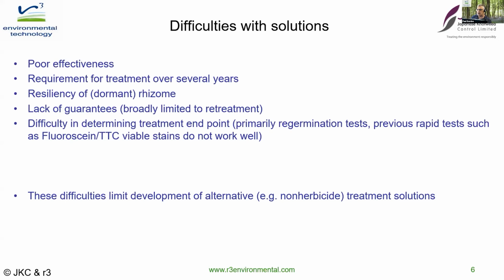Because of these problems, most of the vendors who are offering solutions to knotweed only give limited guarantees, and the guarantees are basically limited to them coming back to the site and respraying it. It's very difficult to understand the end point of the treatment. So to date, mostly this is done by regermination tests, but regermination tests can take weeks to months to give an answer. There are rapid tests that have been patented using viable stains, but they don't work very well. So because we can't determine treatment endpoint, this is a problem developing alternative non-herbicide treatment solutions.